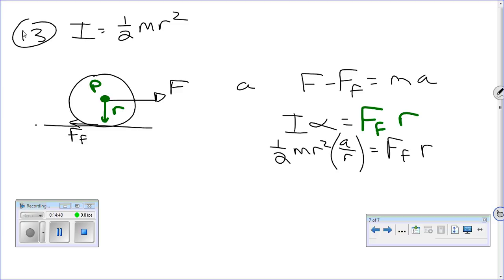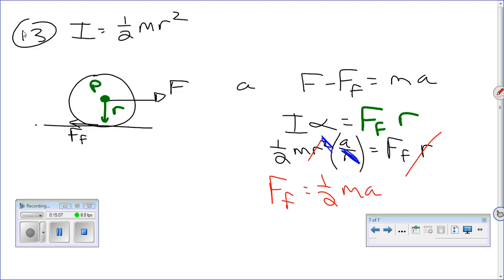All right. Okay, so if we simplify things, check it out. This R cancels one of these R's, and now I've got an R over here, and I've got an R over here. So my force of friction is 1/2 MA. Cool?